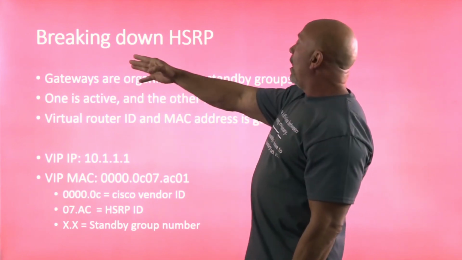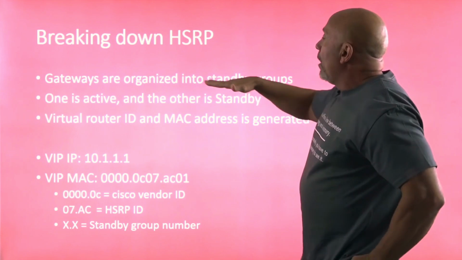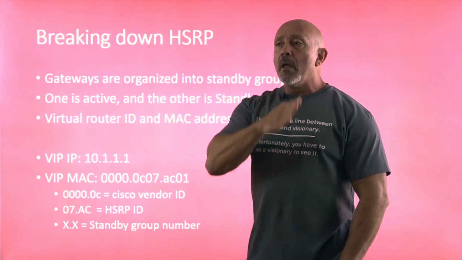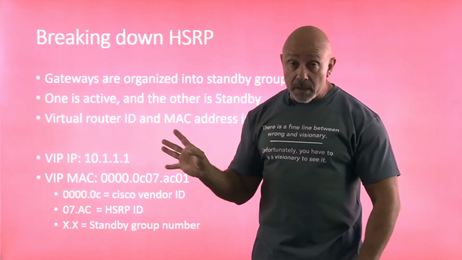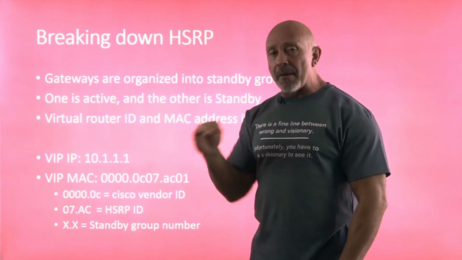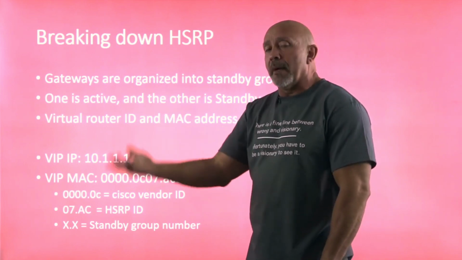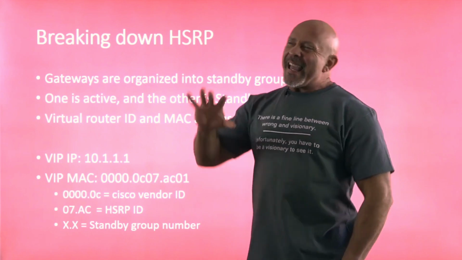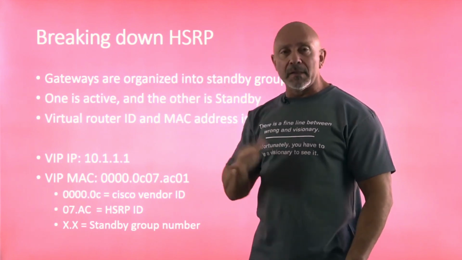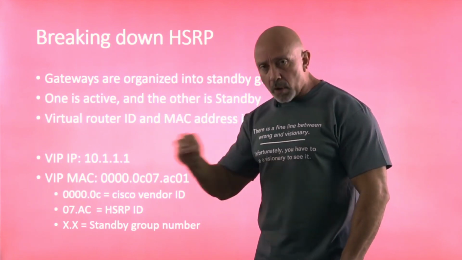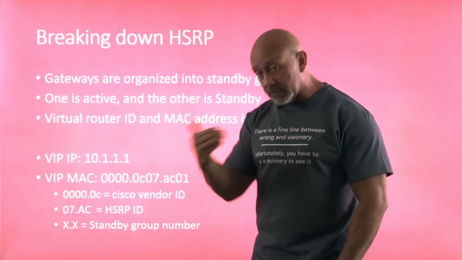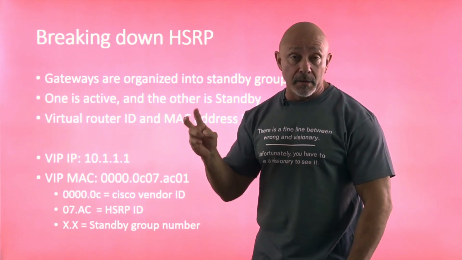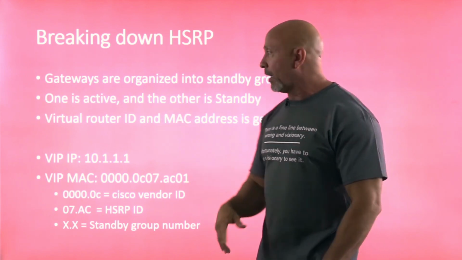All right. Breaking down HSRP. Yes. Gateways are organized into standby groups. When you're creating HSRP, there is no HSRP command, so don't look for it. It's standby, and you do it under the interface. So you create a standby group. I think it's from 0 to 255. You can create all these different groups. And you can create something like a redundancy there, but the true redundant protocol is GLBP, which is also Cisco proprietary, but they don't want it now in the certification. So don't worry about it, okay?